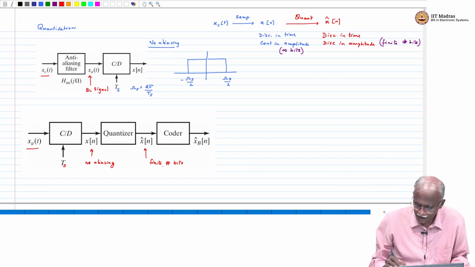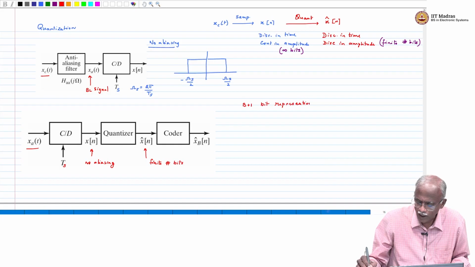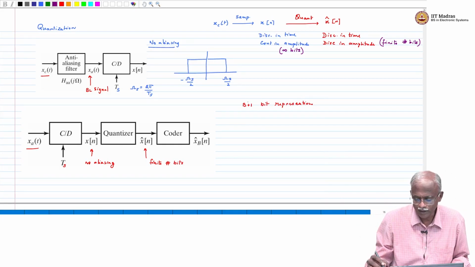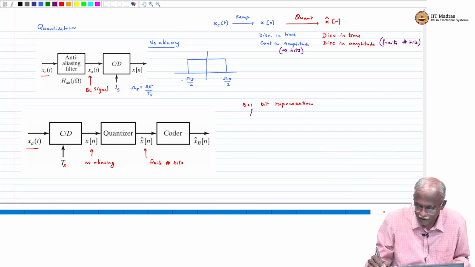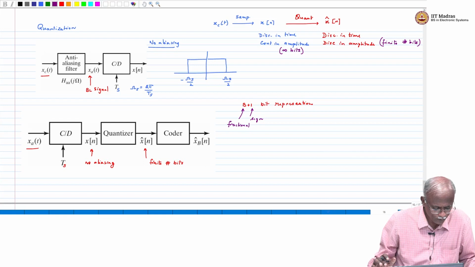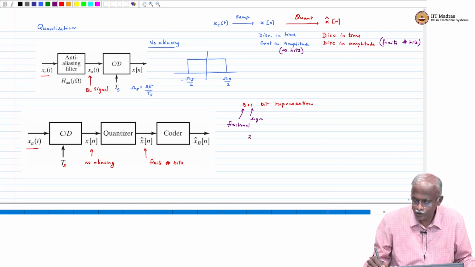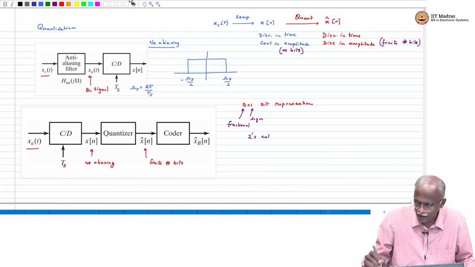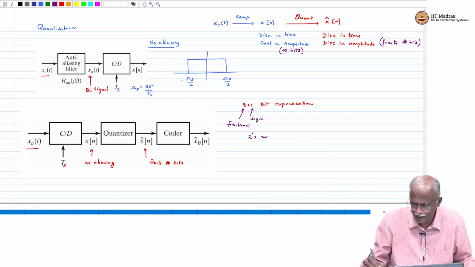We will say that this number of bits is b plus 1 bits representation. Now why do you call it b plus 1? Why not call it some other number? This is the sign bit: is it a positive or a negative number? And this is for the fractional part. So basically there is a sign and then there is a fraction which we will try to represent, and we will use the 2's complement as the representation just to study. You can use any other representation also, but we will use the 2's complement representation for our study of quantization.